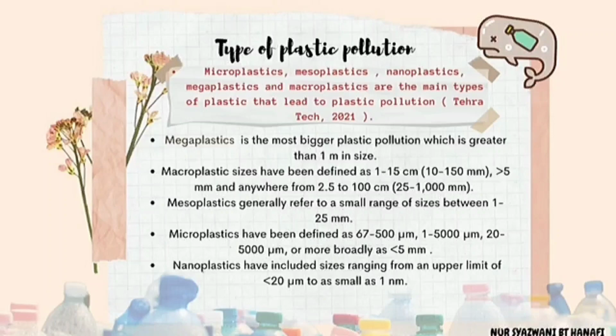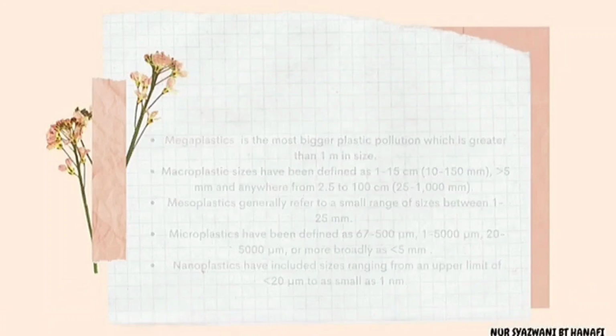as 67 until 500 micrometer, and lastly is nanoplastic. Nanoplastic have included sizes ranging from an upper limit of less than 20 micrometer to as small as 1 nanometer.